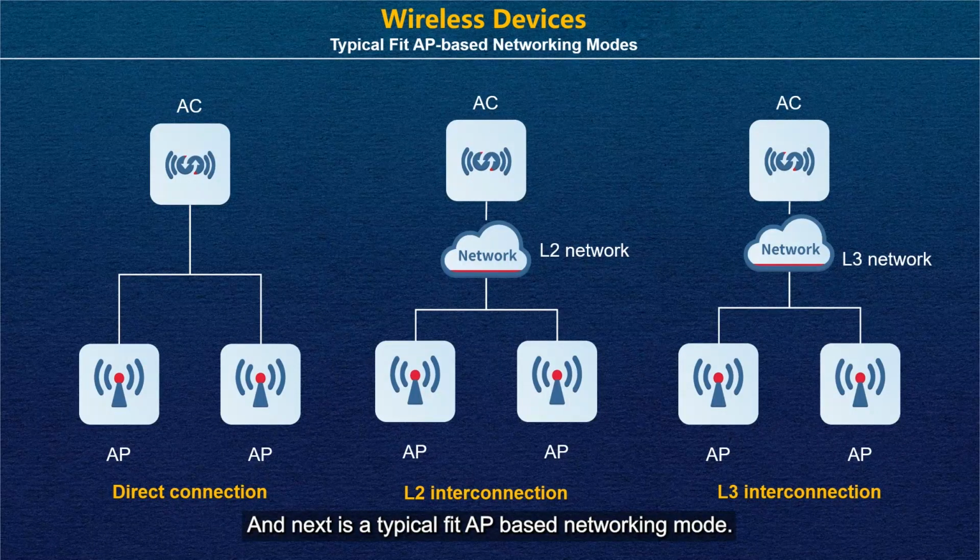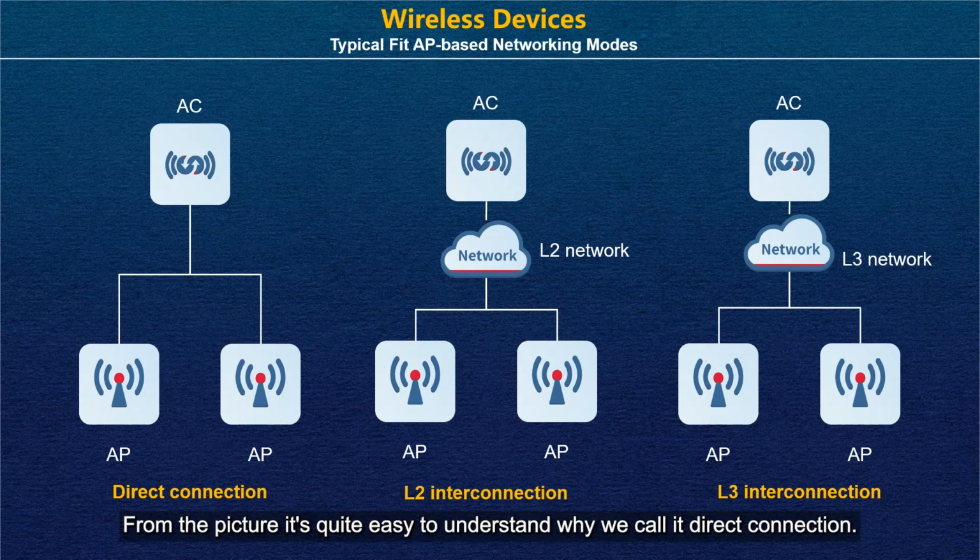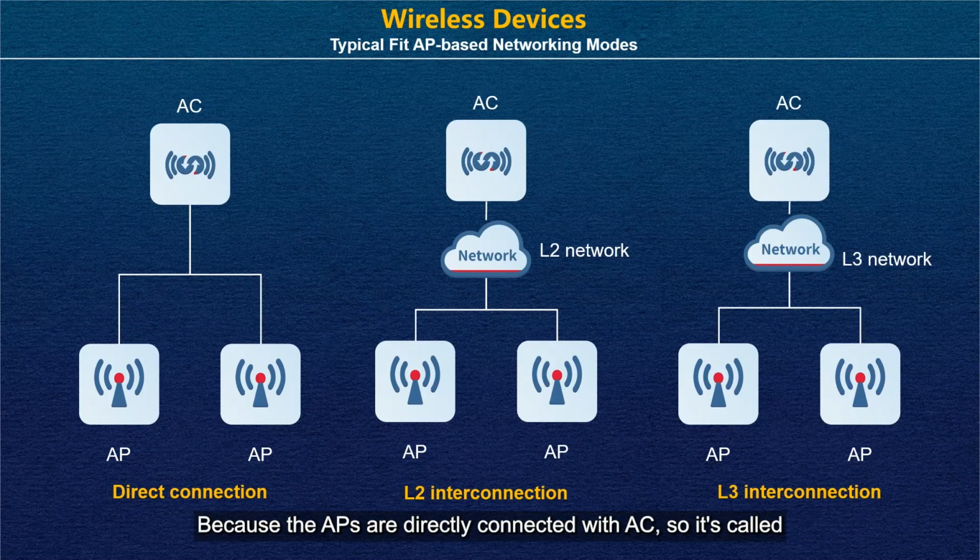And next is typical FIT AP based networking modes. The FIT AP based networking modes are shown here. First is a direct connection. From the picture, it's quite easy to understand why we call it direct, because the APs are directly connected with the AC, so it's called direct connection.